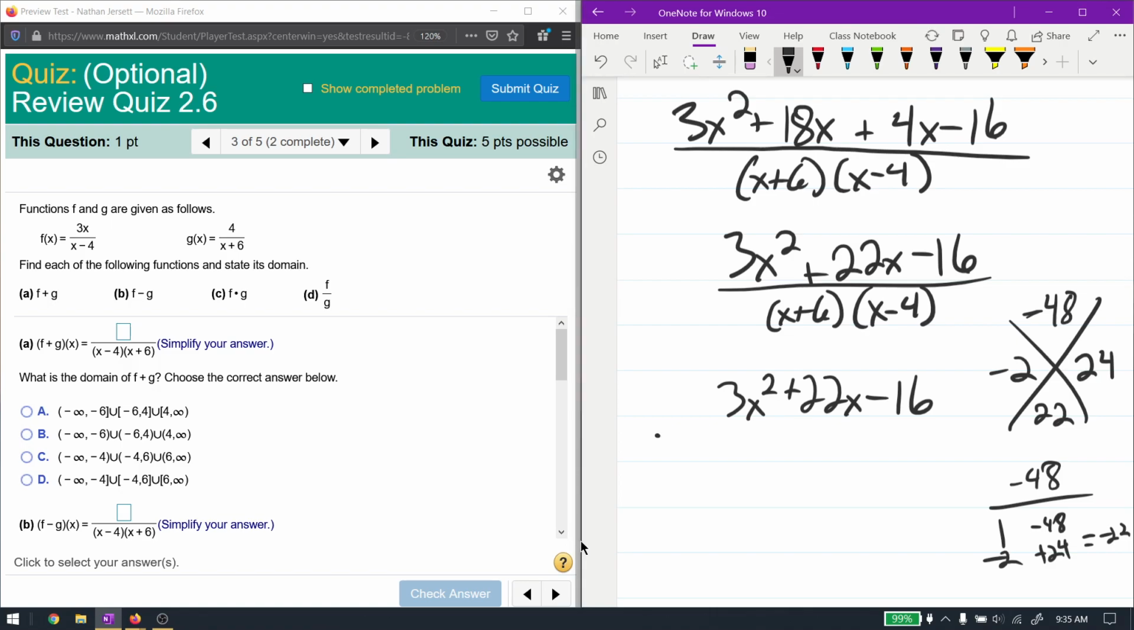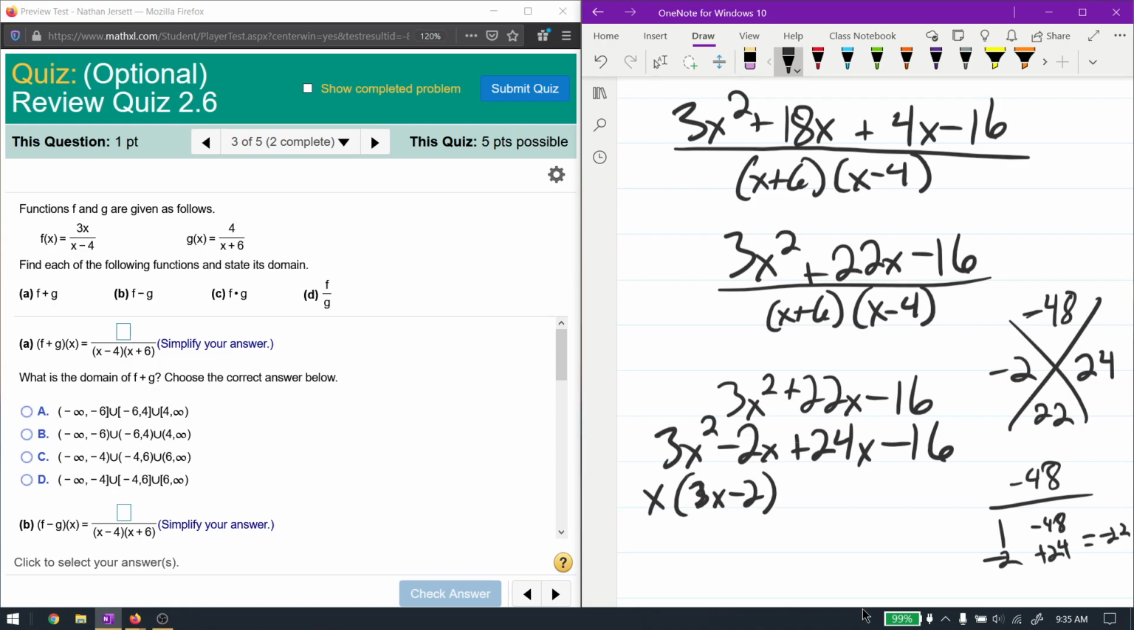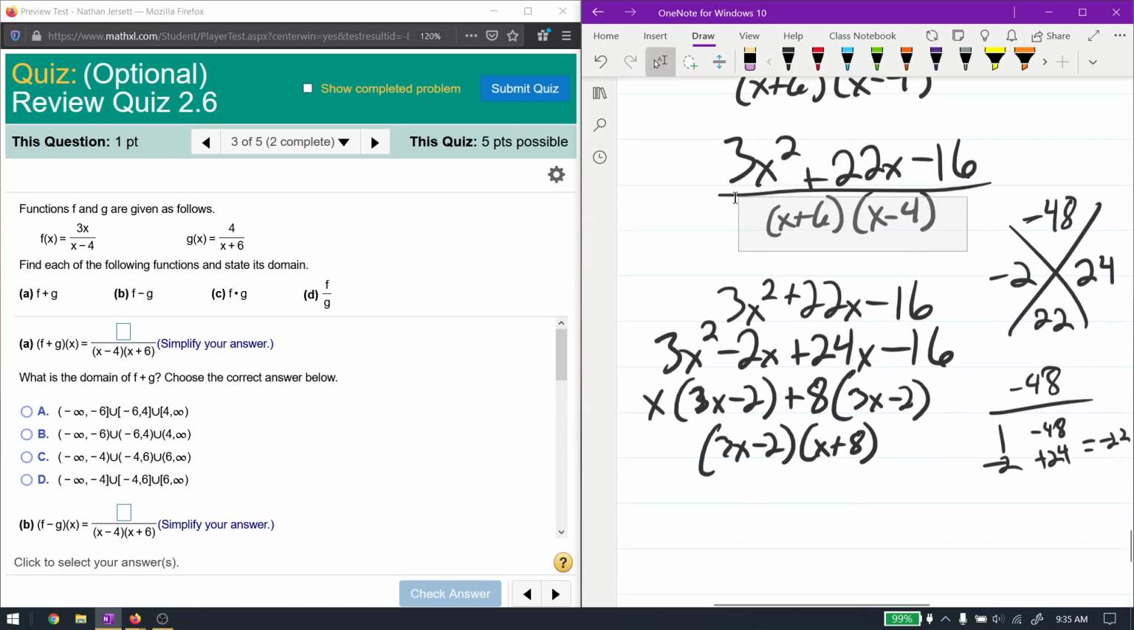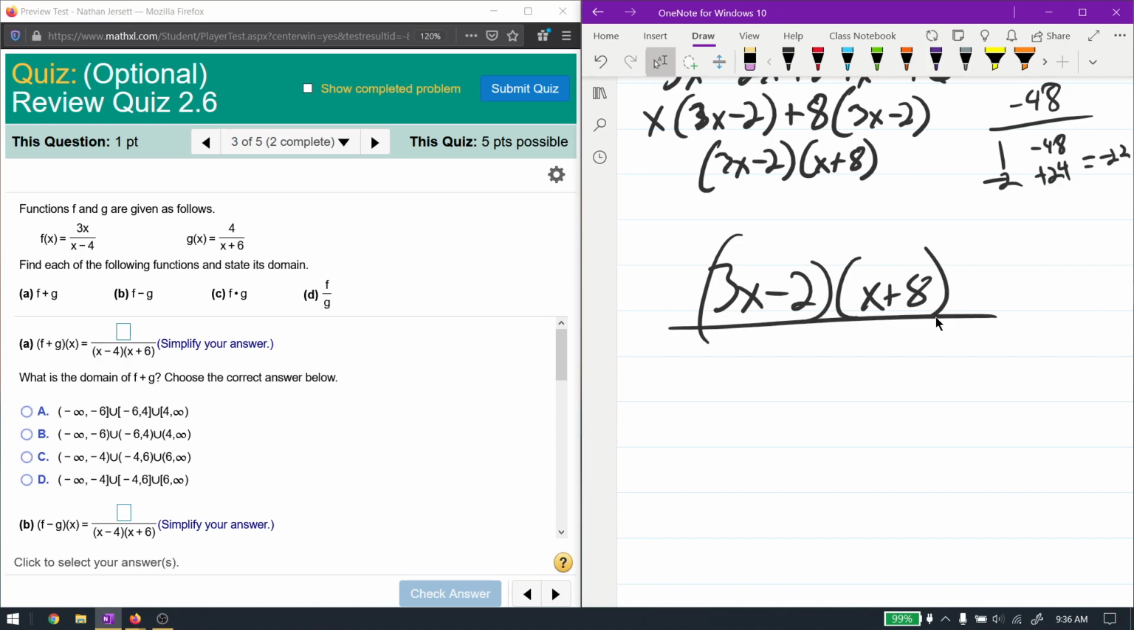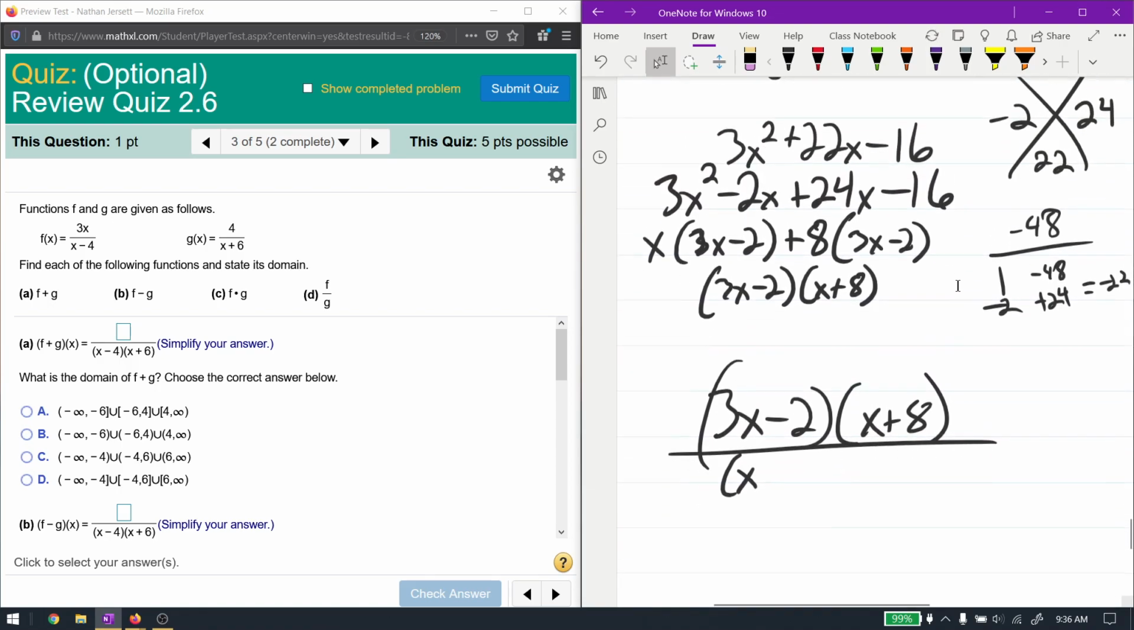So we get 3x squared minus 2x plus 24x minus 16. Now the first two I can take out an x, give me 3x minus 2. The second two I can take out a positive 8, giving me 3x minus 2, and that gives me 3x minus 2, x plus 8. That's the numerator. In the denominator we have x plus 6 and x minus 4. So we get 3x minus 2 on top, x plus 8 over, was it x minus 6? X plus 6.